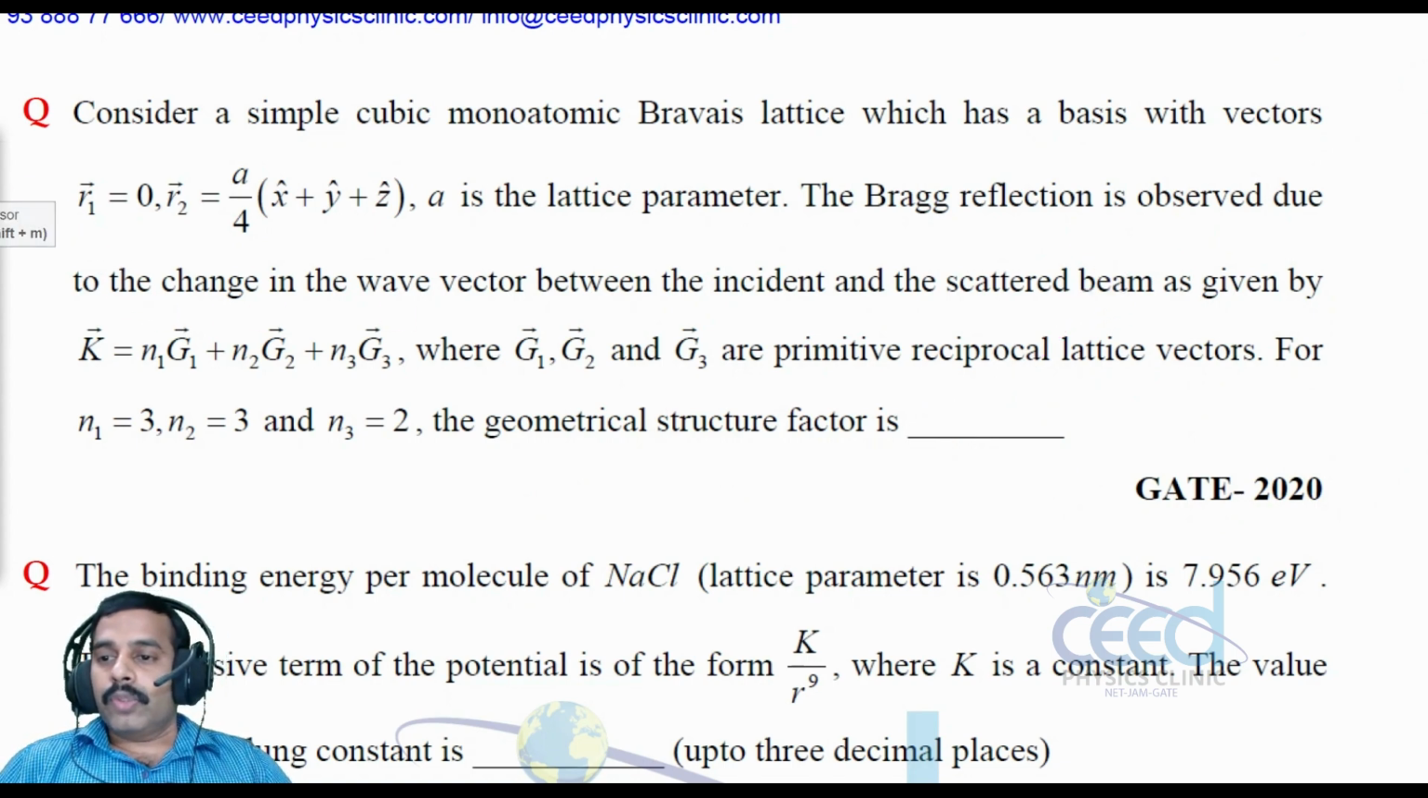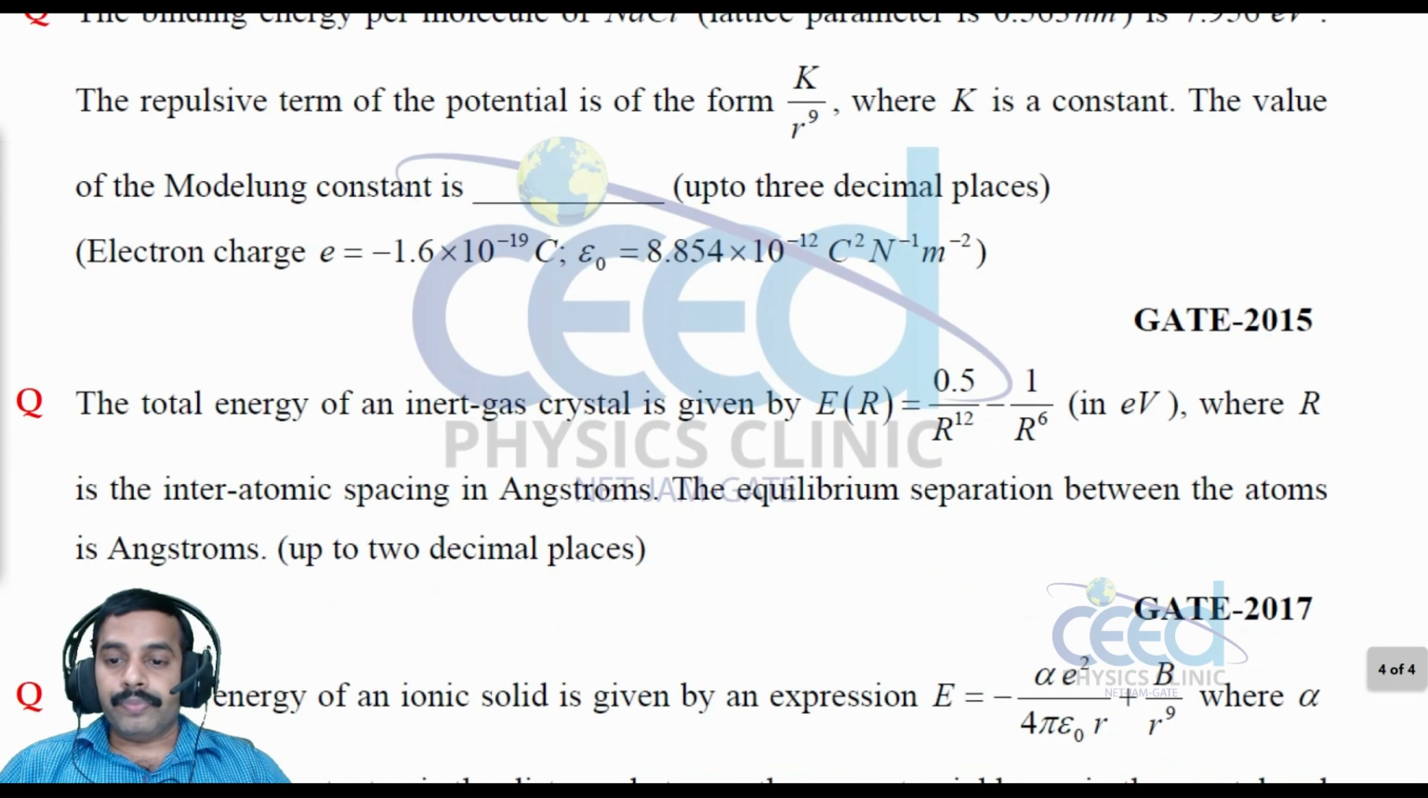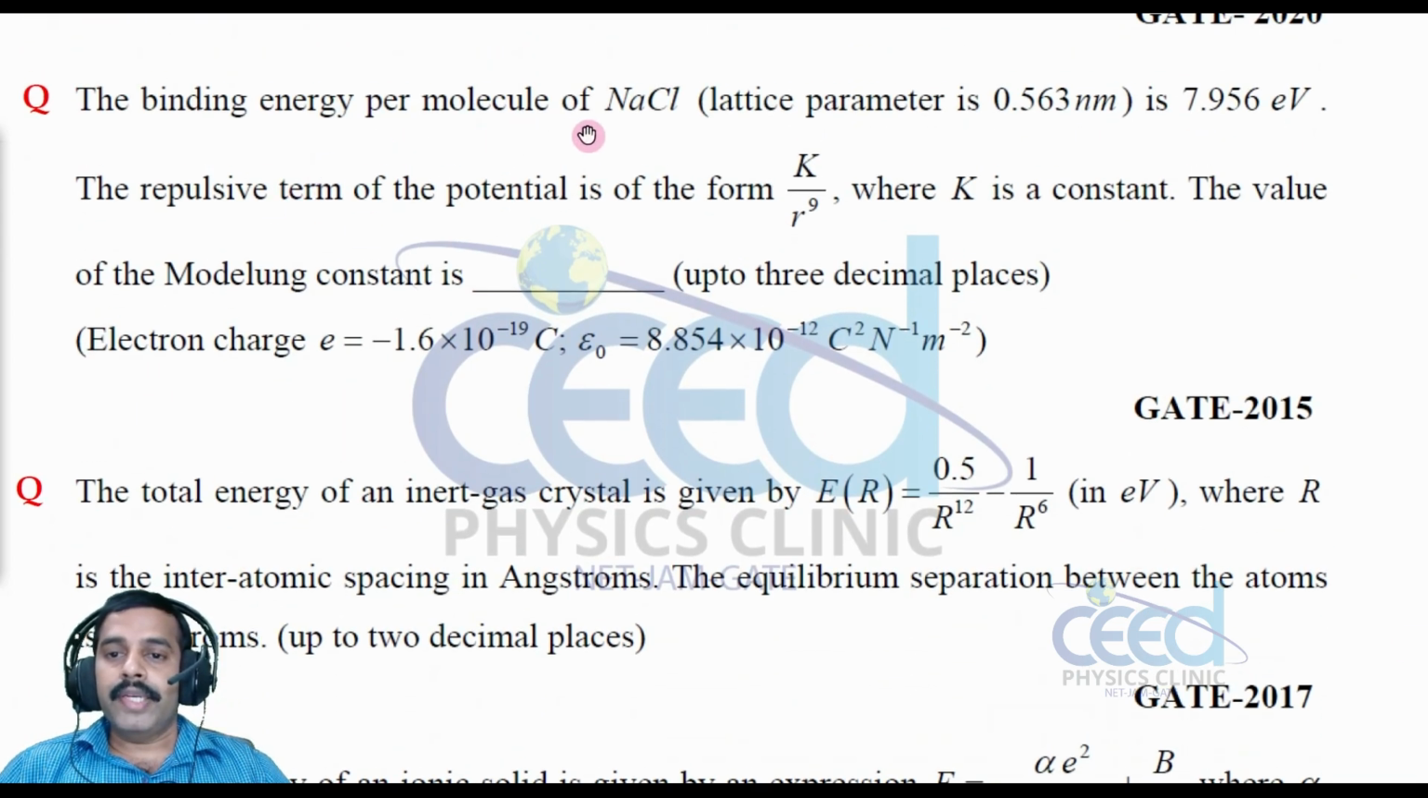Now let us come to another problem. The binding energy of the molecule of NaCl is given. The repulsive term of the potential is K by r raised to 9, where K is a constant. The value of the Madelung constant is asked, and the electronic charge and epsilon 0 values are all given.